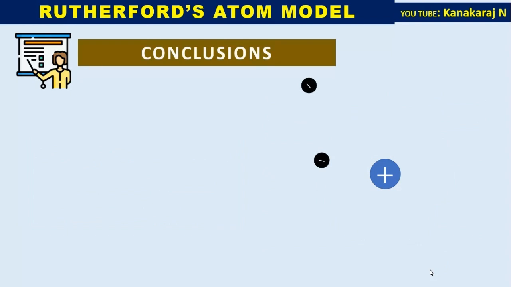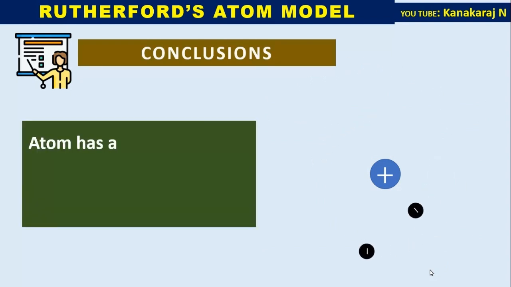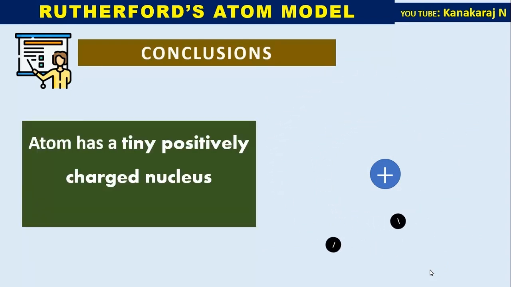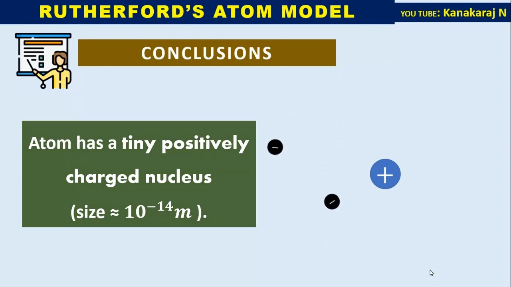Conclusions. The atom has a tiny positively charged nucleus. The size is 10 to the power minus 14 meter.